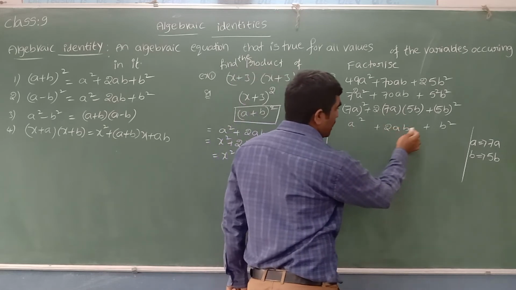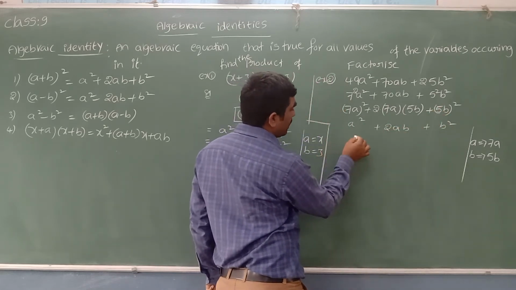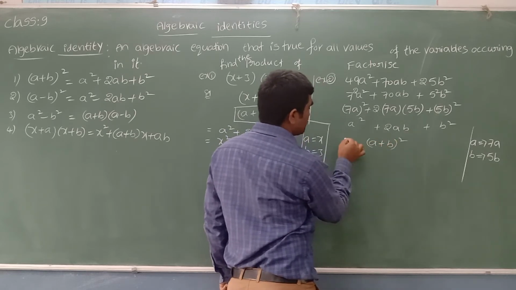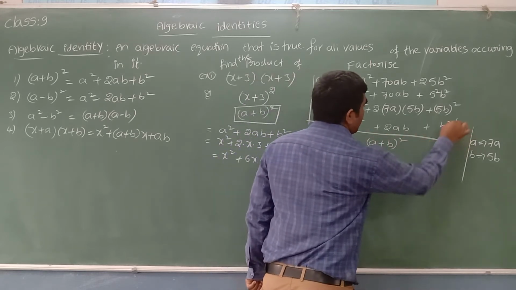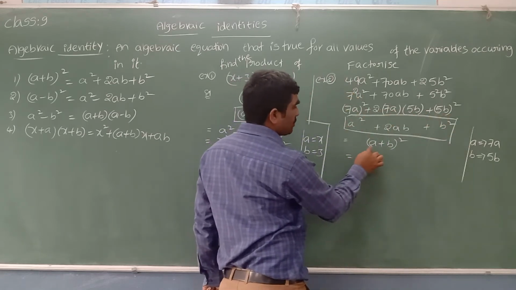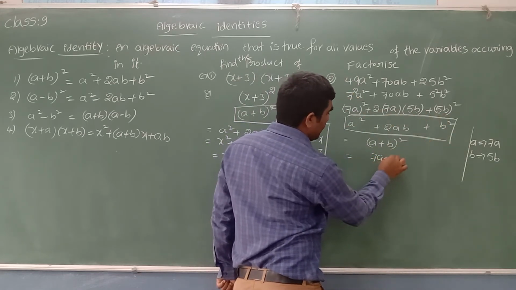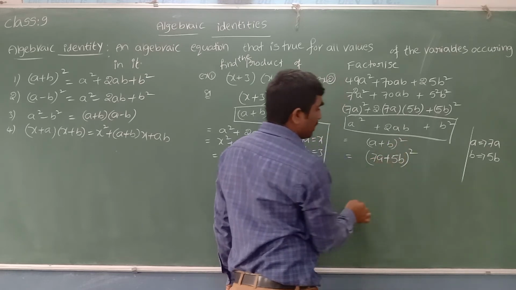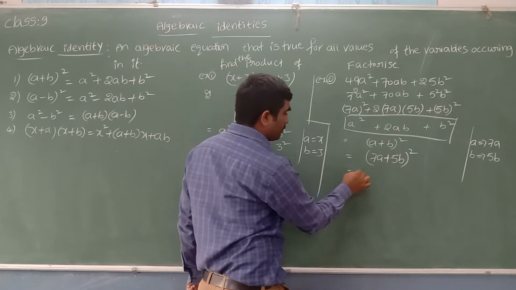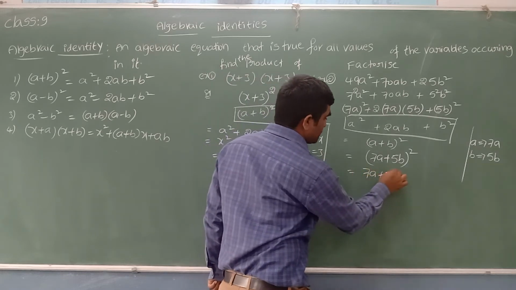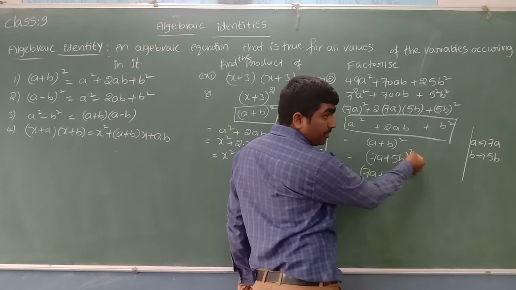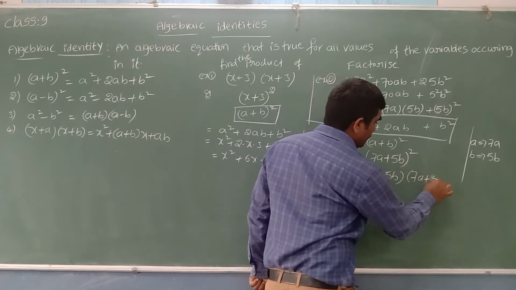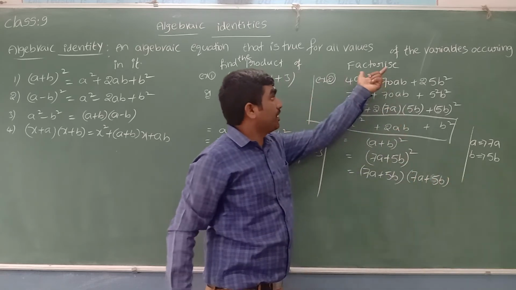A square plus 2ab plus b square. Yes. Now we can write in the form of a plus b whole square, where a is equal to how much? 7a, plus b is equal to how much? 5b, whole square. Power 2 there, we can write the product of two terms: 7a plus 5b. Same number power 2 there means we can repeat two times. 7a plus 5b. Yes, that is nothing but factorization.